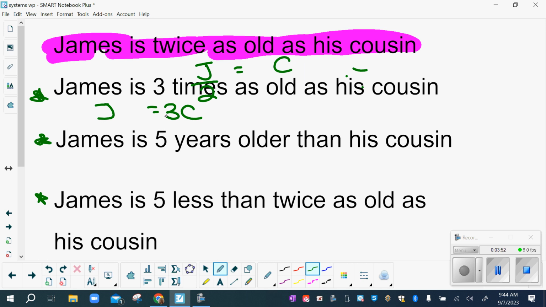Next one, James is 5 years older than his cousin. So here's James, here's the cousin. I want them to be equal, so I got to take that cousin and I got to add 5 years to him, and then he's the same as James. And on the last one, I got James and I got the cousin, but be careful on this one. To make them equal, I got to take the cousin, I got to times them by 2, and then subtract 5 years. 5 less than 2 times. Are we okay with that?